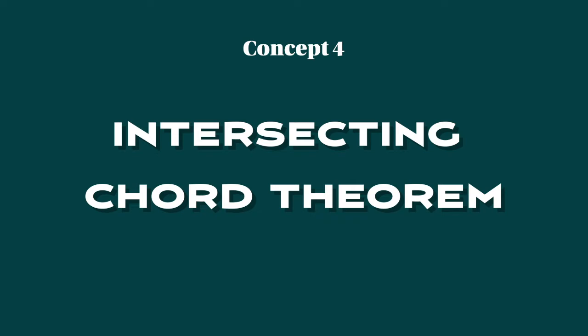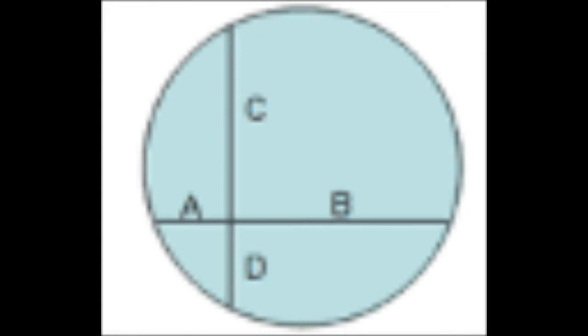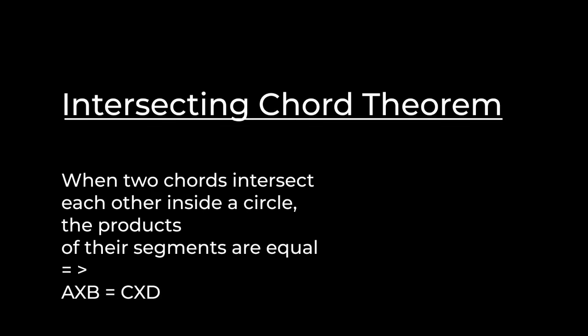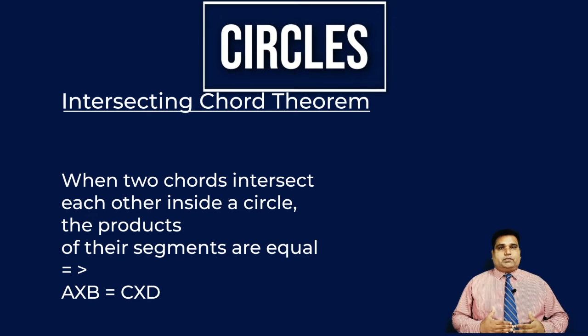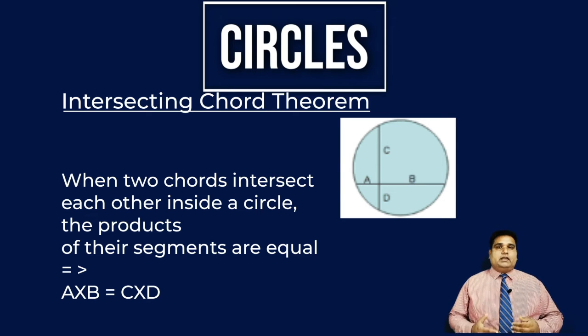Concept 4, intersecting chord theorem. When two chords intersect each other inside a circle, the product of their segments are equal. Here you can see in the diagram we have two chords, chord AB and chord CD. For chord AB we have two parts at the point of intersection: one part is A, another part we have written B. Similarly, we have written C and D for the other chord. So the theorem says that the product of their segments will be equal.